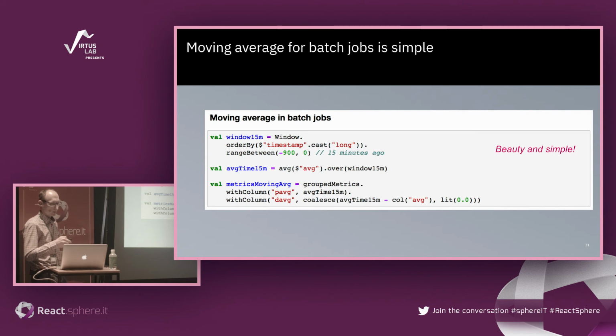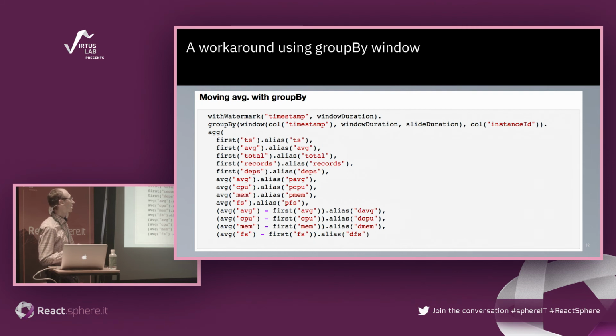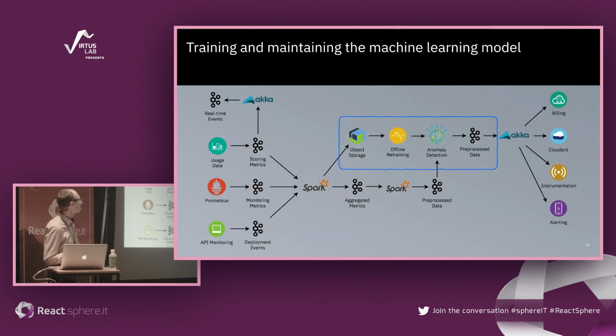Okay, so how can we calculate the moving average? In batch processing, it would be as beautiful as this piece of code. So clean, so nice, really powerful. Unfortunately, this is one of the parts which is not supported in structured streaming. We found a way to work around it, but it doesn't look so nice and has some side effects. But still we can work around it. Okay, so we have our data prepared.